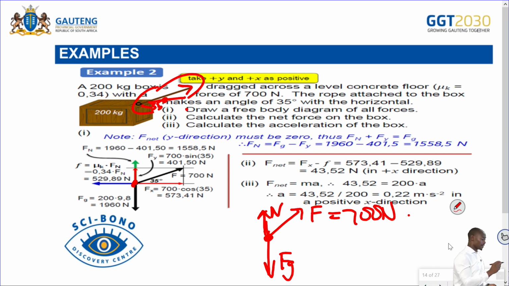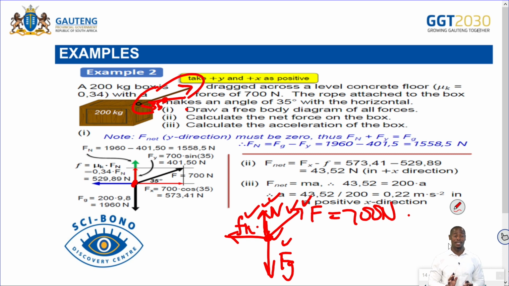So the forces: it's normal force, Fg, your F, and your frictional force, your Fk there. So these are the forces. It's 1, 2, 3, 4. So this is the free body diagram that we're expecting.